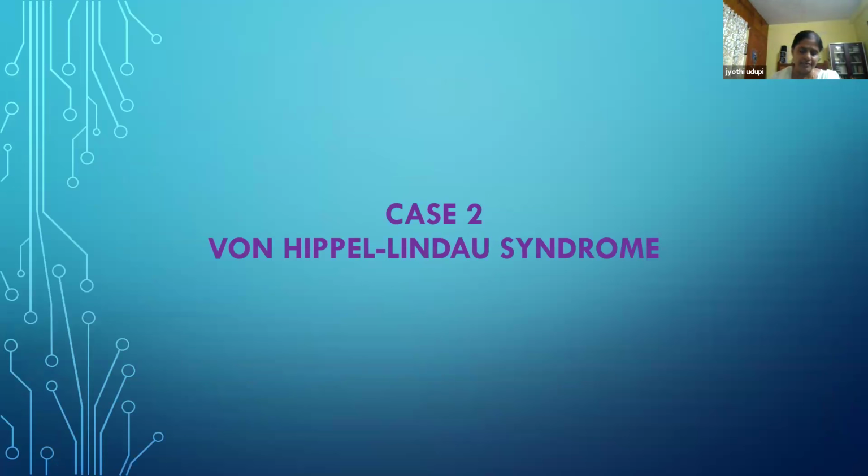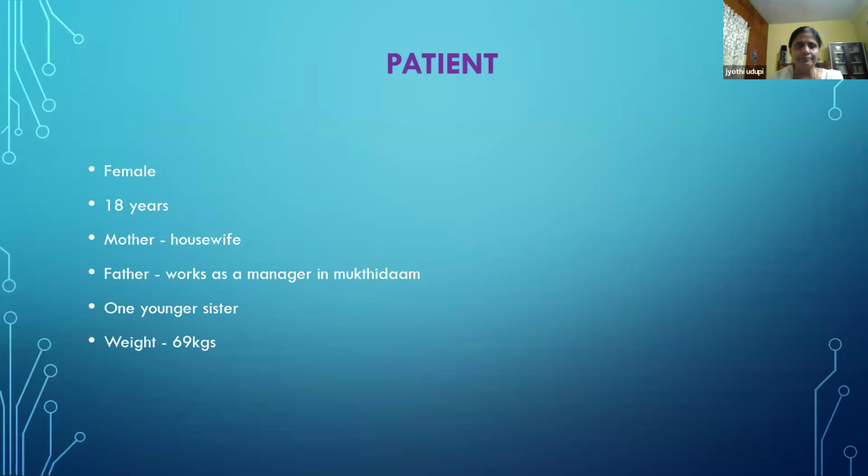This is the second case. I was discussing about pathological cases. No, there is one disease called Van Hippel-Lindau syndrome. 18 years female, mother housewife, father works as a manager in some Mukti Dham. She has one younger sister and she weighed 69 kgs because I felt she's too overweight.